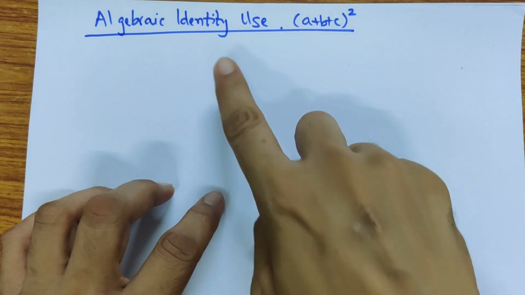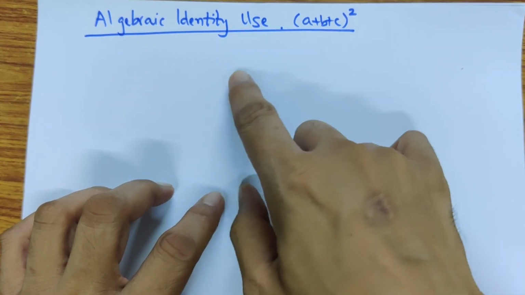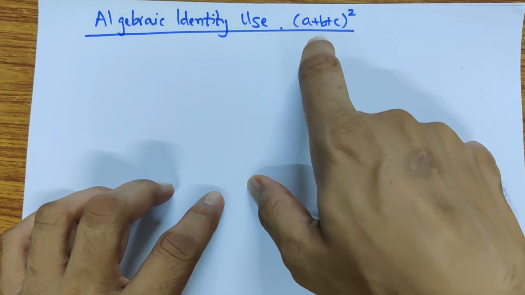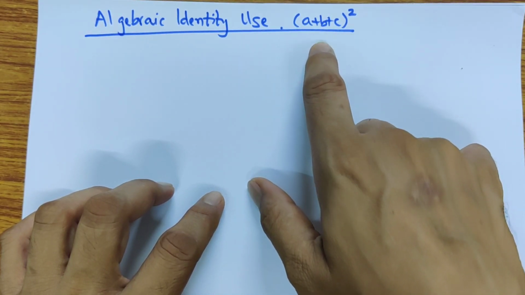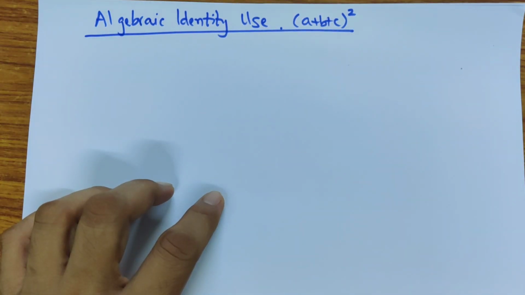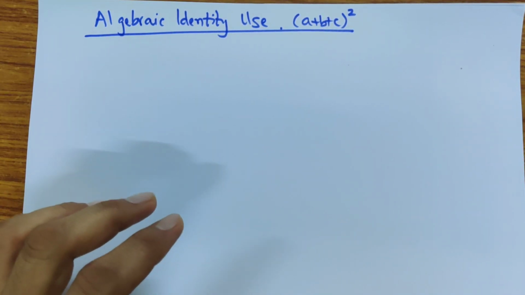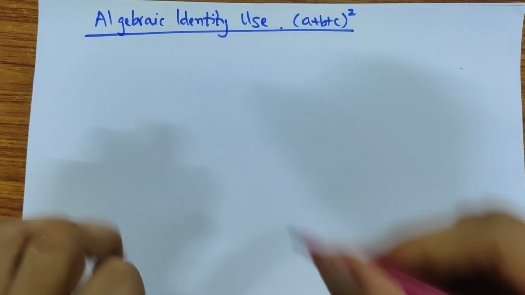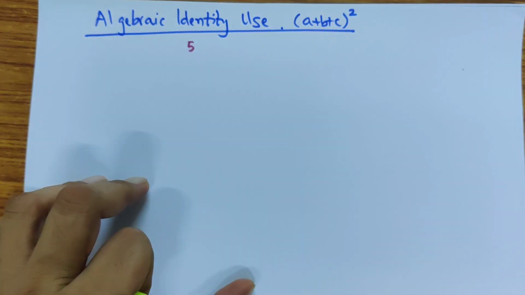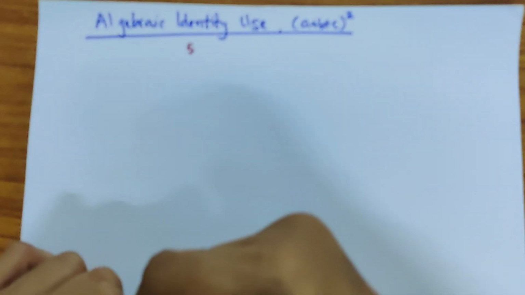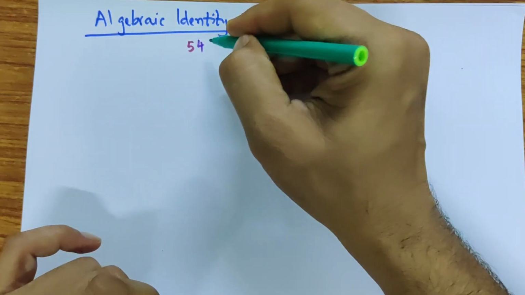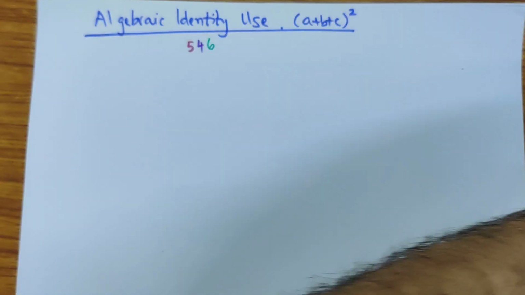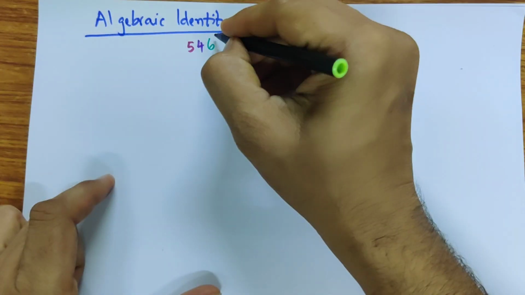So in this video we are going to look at another way of using algebraic identities. In this case I will use the expression (a + b + c) whole square, and I'll use it, for example, to square a 3-digit number. So let's say I have a number 546, and basically the question is, what is the square of this number?